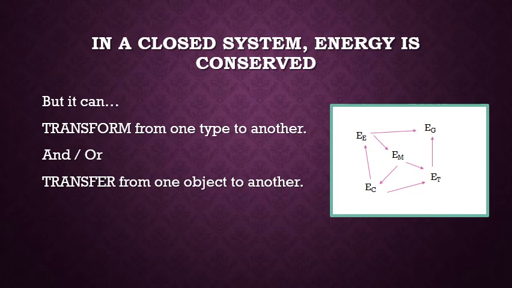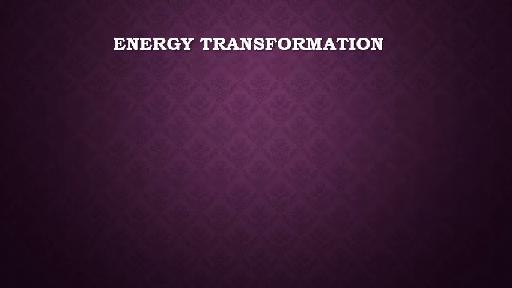So if you look at our closed system over here on the right, you can have lots of different kinds of energy, but we can transform from one type to another and transfer from one object to another, but the total energy in a system, the sum of all those energies, will always be a constant. So energy can be transformed and it can be transferred from one object to another. We're first going to talk about energy transformation.